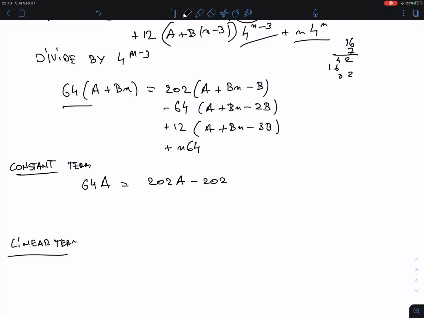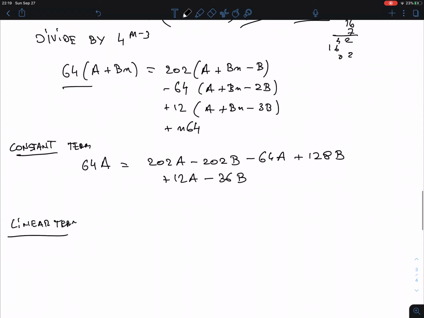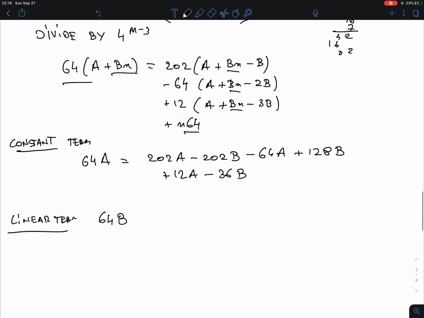202a minus 202b minus 64a plus 128b plus 12a minus 36b, and that's it. Okay, and then the linear term, we have 64b, that's this part, right? And then here the terms with the n are these guys. So we have plus, is equal to 202b minus 64b plus 12b plus 64, right? So here there's no b here, be careful.